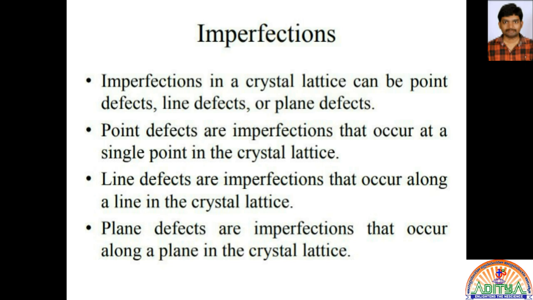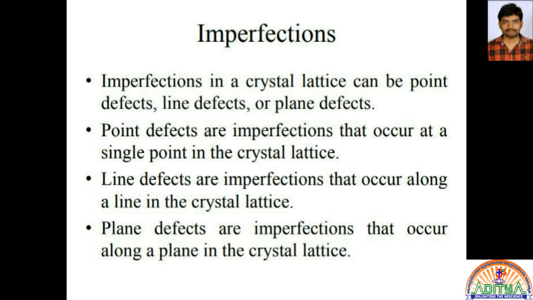Point defects are the imperfections that occur at a single point in the crystal lattice. Only a single point. In this we can consider vacancies. A vacancy is a point defect where an atom is missing from the crystal lattice. So it is nothing but a vacancy.